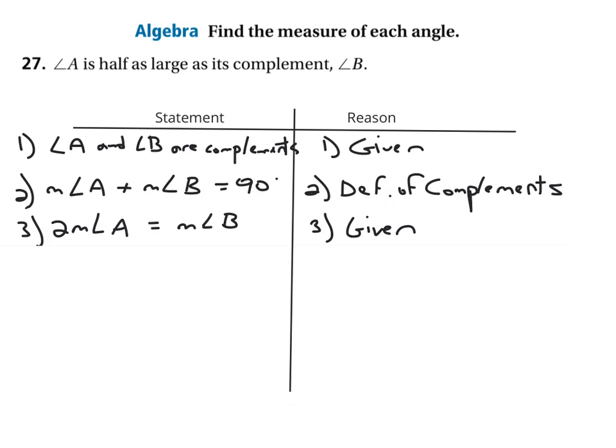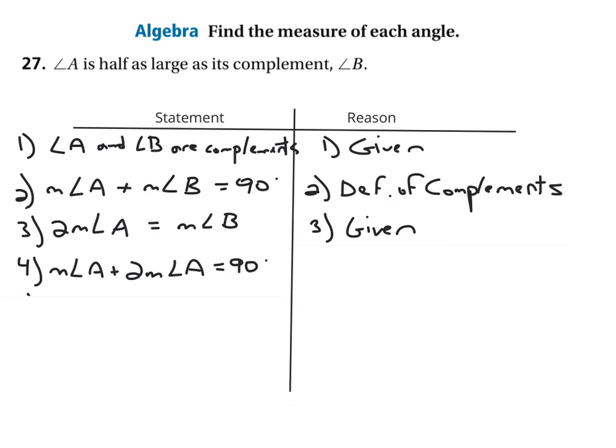Okay, we weren't asked to do a two-column proof, so that particular step doesn't fit nicely into given because it wasn't given to us exactly that way. But I'm going with it, okay? Because really all we're asked to do is find the measure. So now you see where I'm going with this. Like twice the measure of angle A is equal to the measure of angle B.